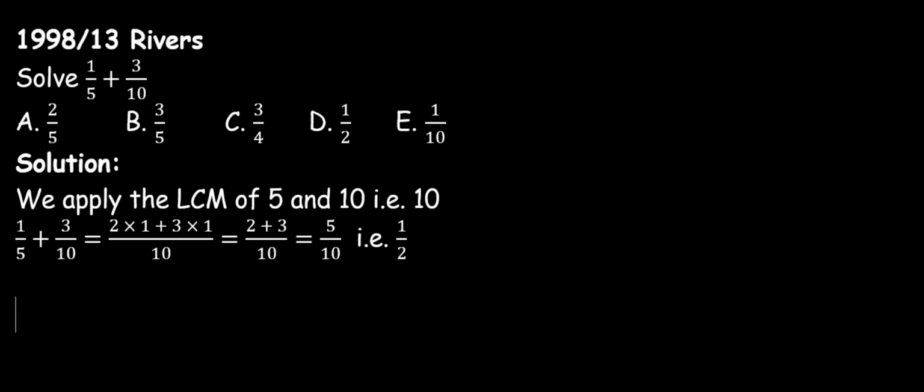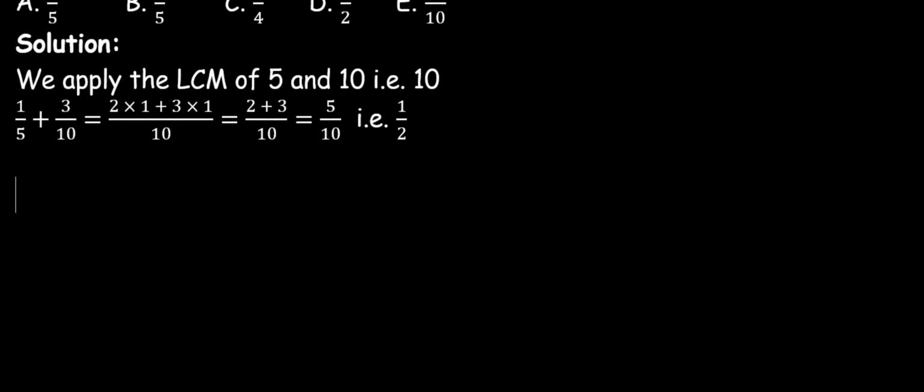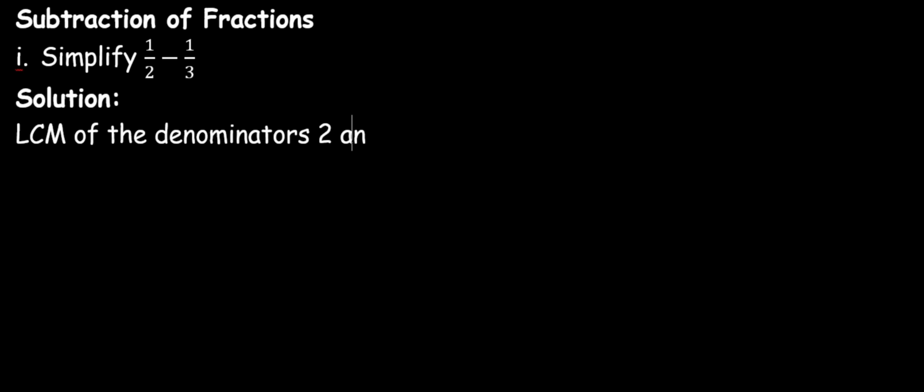Next, we treat subtraction of fractions. Simplify 1 over 2 minus 1 over 3. Solution. LCM of the denominators 2 and 3 is 6. Thus, our given problem, which is 1 over 2 minus 1 over 3, will be equal to, at the denominator we have 6, and at the numerator we have 3 minus 2. Why is it so? 2 divided 6 will give you 3. 3 times 1 is 3. 3 divided 6 will give you 2. 2 times 1 is 2. So, that will give us equal to 1 over 6.